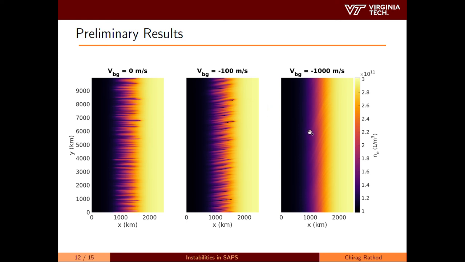So far everything just makes intuitive sense. But then if we increase the velocity even more to negative 1,000 meters per second, we see that while we can still see the perturbations, their magnitude is significantly smaller. And there seems to be some sort of stabilization happening as we increase this shear flow. That is still something we want to work on some more.